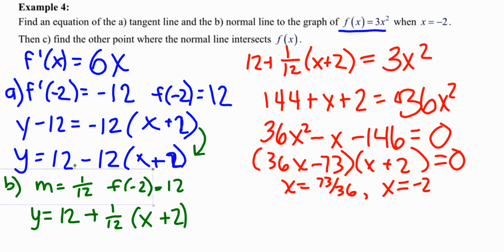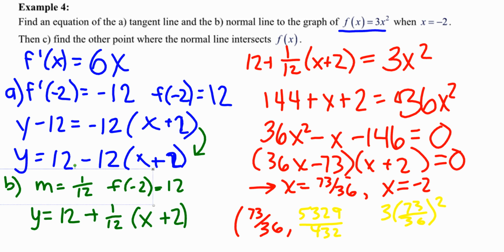Since we're trying to find the other point, we have this value right here. Now the problem is that's not a point, okay? A point has an x and a y value. So we have 73/36, but we also need the y value. So in order to get that, you'd have to plug it in. 3 times 73/36 squared. Obviously, that's 5,329 over 432, I think. Okay, so there you go.